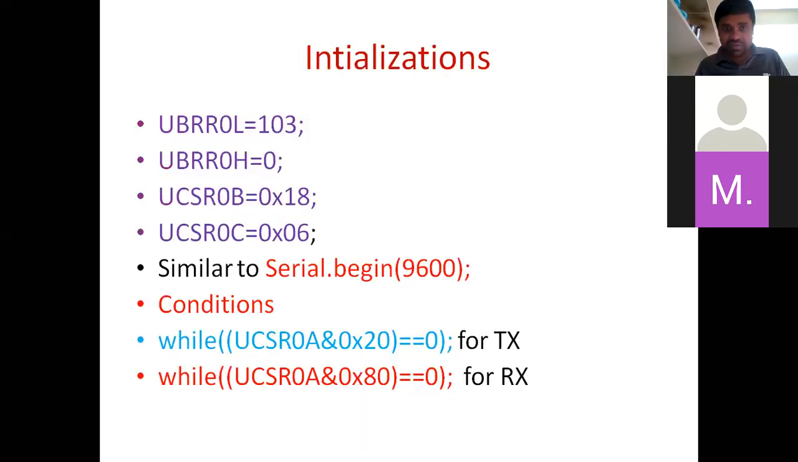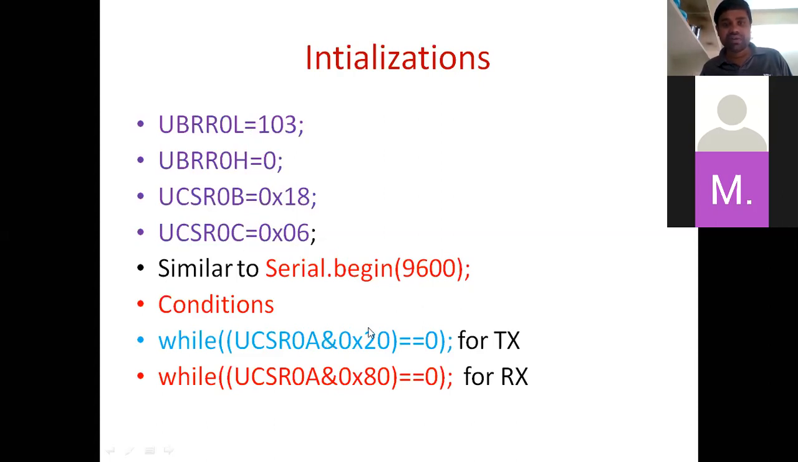This is the condition for reception. Now we are going to the direct program, the initialization. In AVR programming we should learn the initialization statements. The first ones are UBRRH is 0, UBRR0L is 103, UCSRB is 18, UCSRC is 0x06. It is similar to Serial.begin 9600.